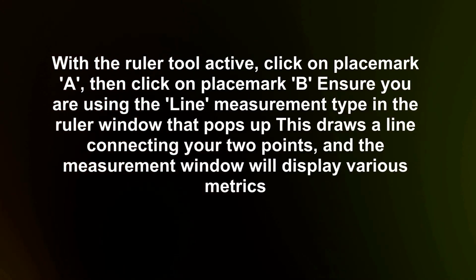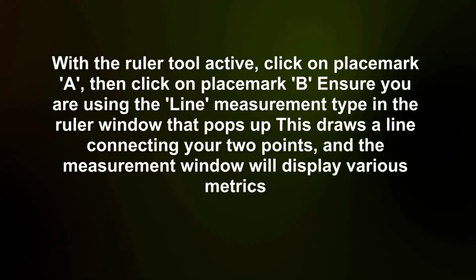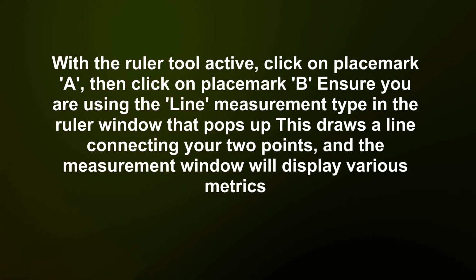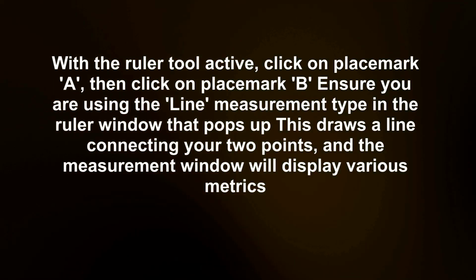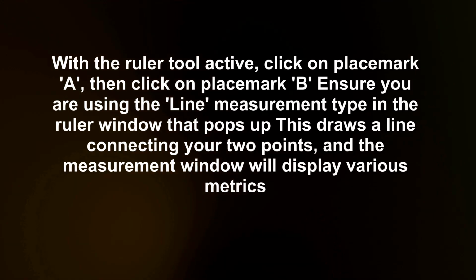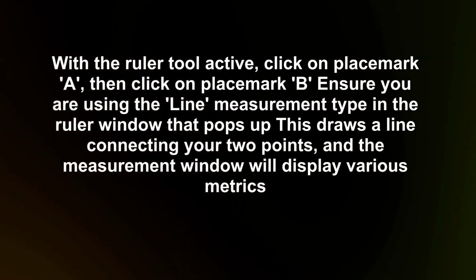With the ruler tool active, click on place mark A. Then click on place mark B. Ensure you are using the line measurement type in the ruler window that pops up. This draws a line connecting your 2 points, and the measurement window will display various metrics.